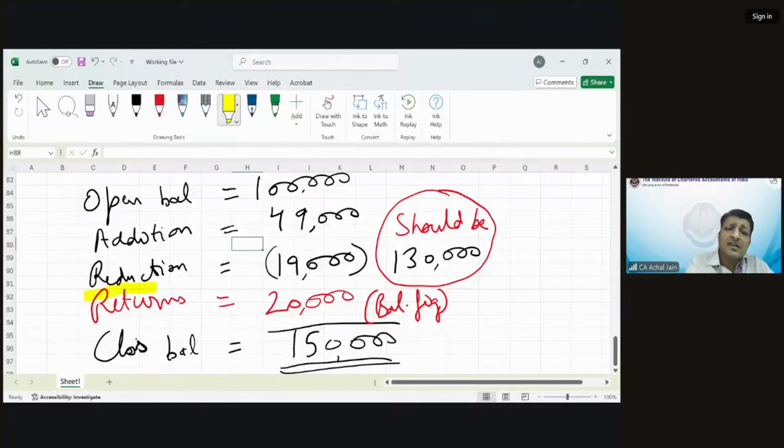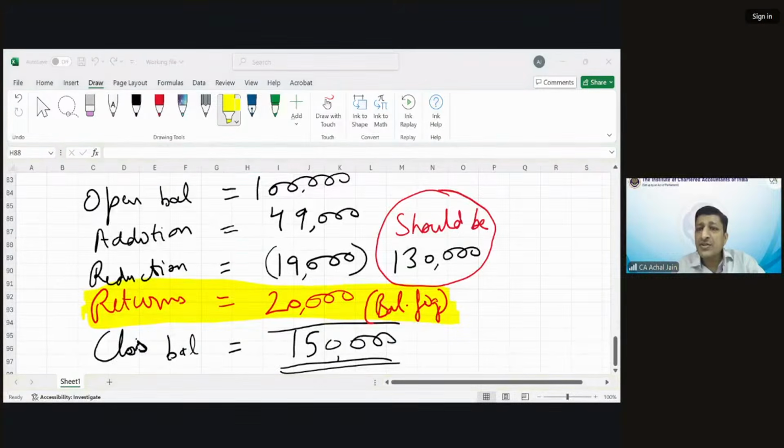Clear on this? How do you compute this amount? Everyone? Clear on this? On the actual return. So this 20,000 is the actual return which the plan asset has generated. Yeah, everyone clear? All right, great. I think Lakshita, Linga, Tilsmi, they are clear.